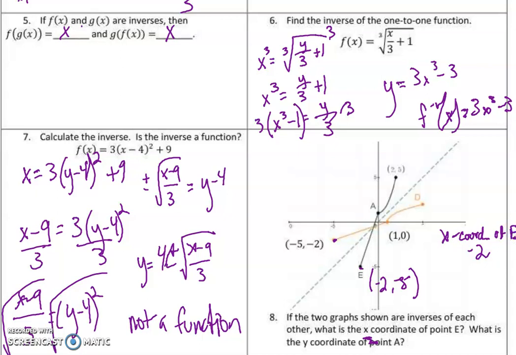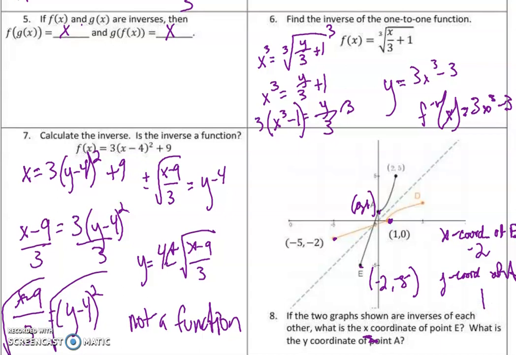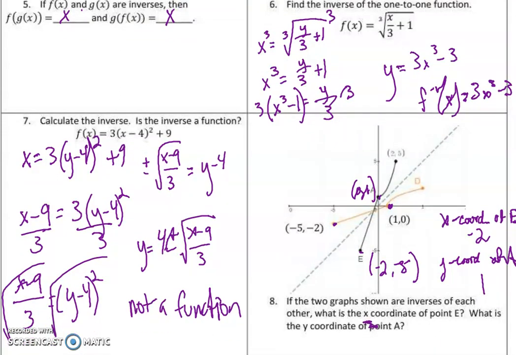The other question, what is the y-coordinate of point A? Well, A corresponds with this point right here, so since this one is 1, 0, this one is going to be 0, 1. So the y-coordinate of A would be 1. Next page.